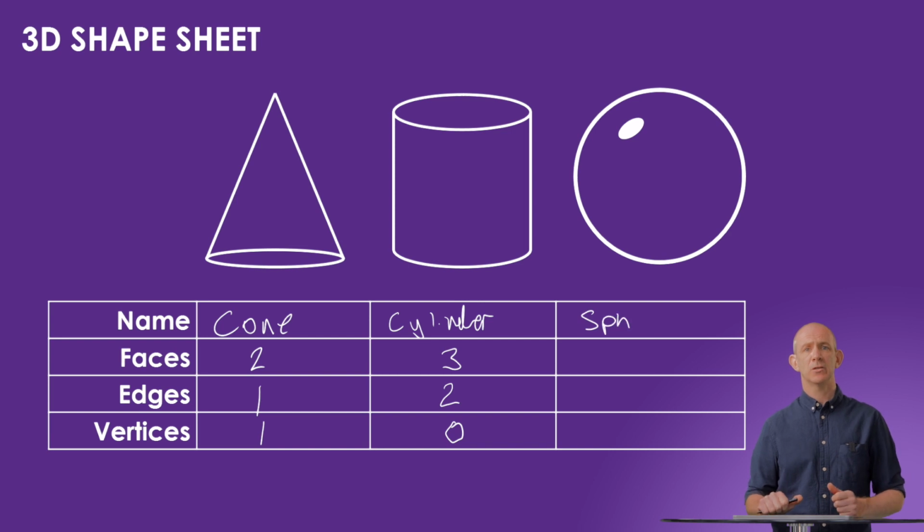This next shape here is called a sphere. Very simply, it's a ball. It has one face, no edges, and no vertices.